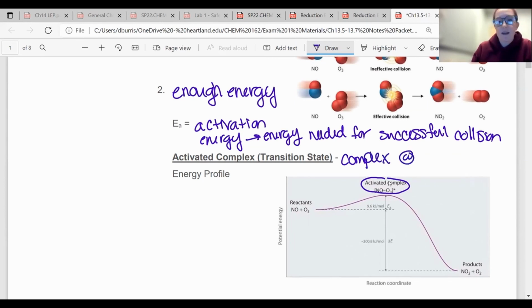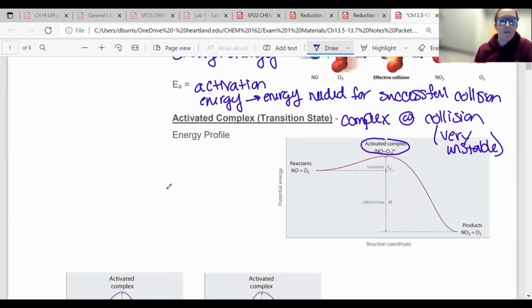It is very unstable. It's going to fall apart. This is the highest energy complex, and then it falls apart, and then you get your new products, which are going to be much more stable. Okay, so things you need to note about a reaction coordinate diagram. That's what this is referred to as. It's always going to show you the energy, or the potential energy, at which your reactants and your products are at.